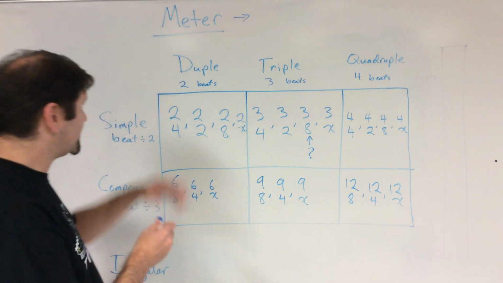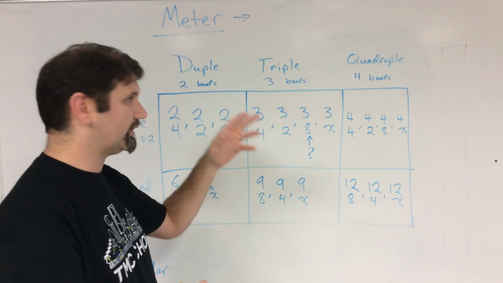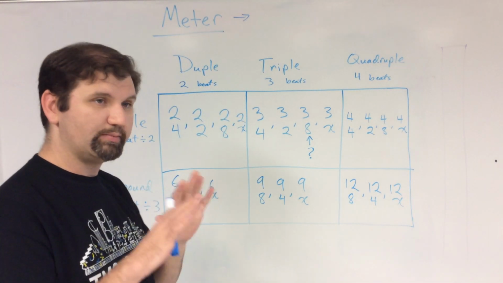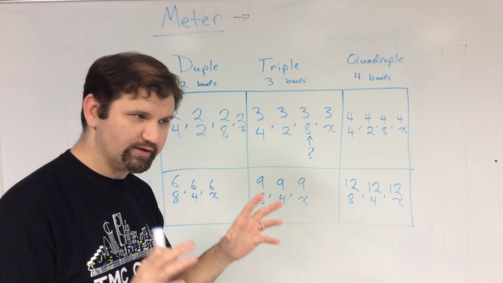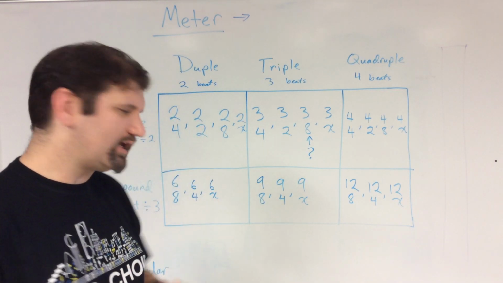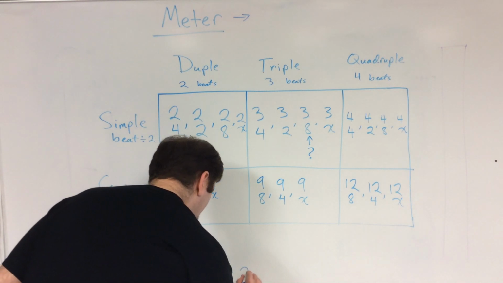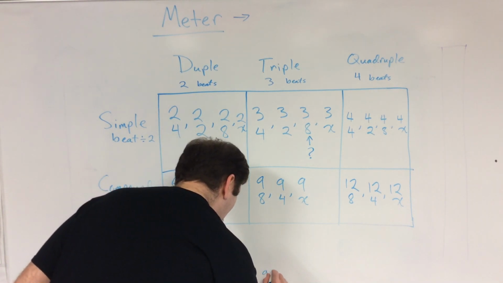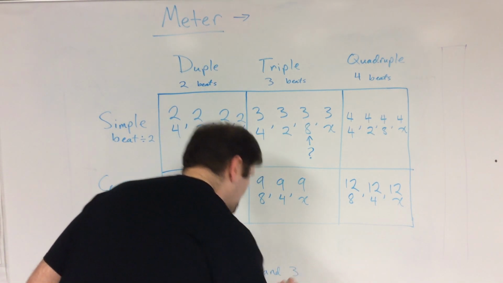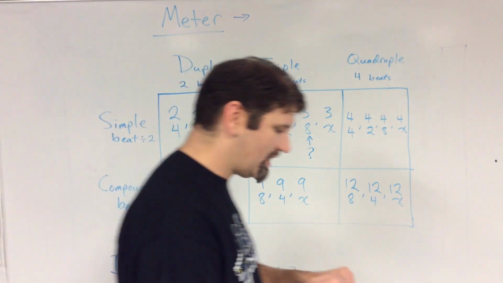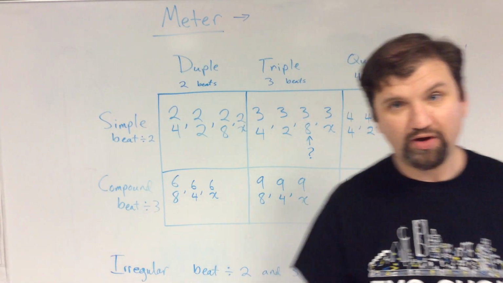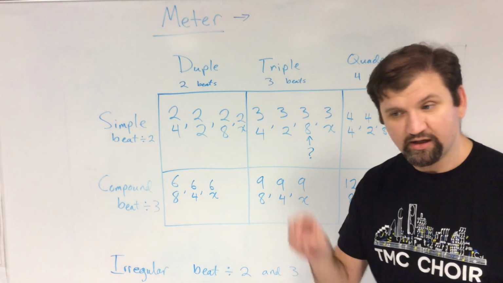And it's not irregular duple or irregular triple or irregular quadruple. It is just plain, by itself, irregular. And what irregular meters are, is they're meters where the beat is divisible by 2 and 3 in the same measure. So for example, 5/8.